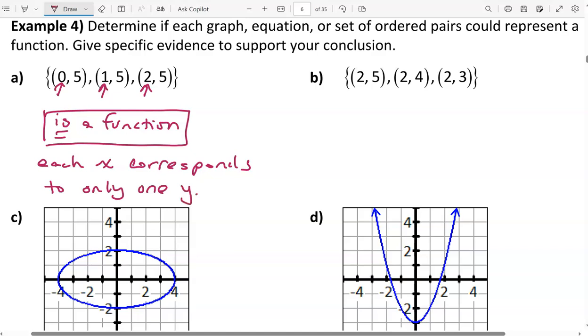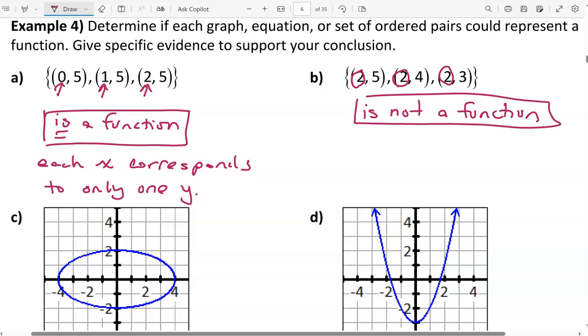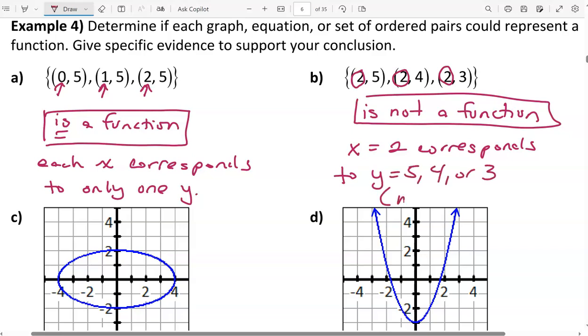or output value. In B, we see that the x value of 2 corresponds to a y value of 5, or an x value of 2 corresponds to a y value of 4, or an x value of 2 also corresponds to a y value of 3. So this is not a function because x equals 2 corresponds to y equals 5, 4, or 3, which are more than one value.